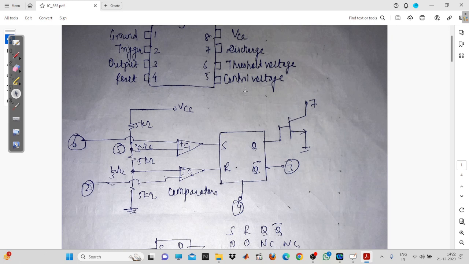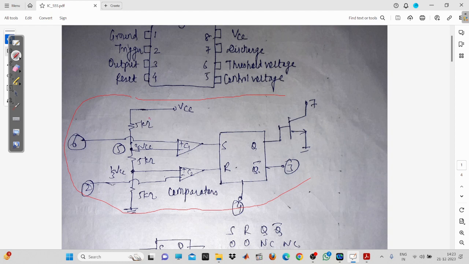You can see that this is the internal diagram. This is the internal circuitry which is there in the IC 555. You can just have a look here. What you can see is that there are three 5 kilo ohm resistors.